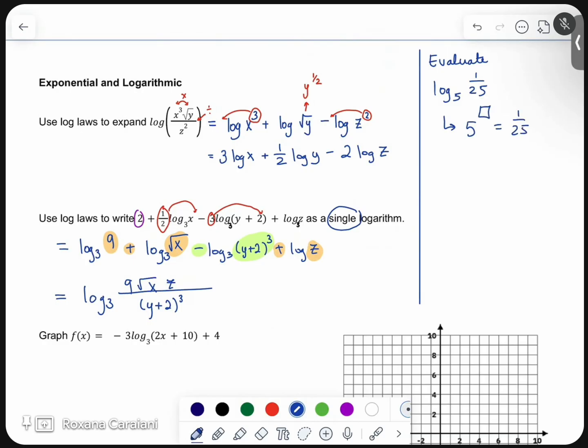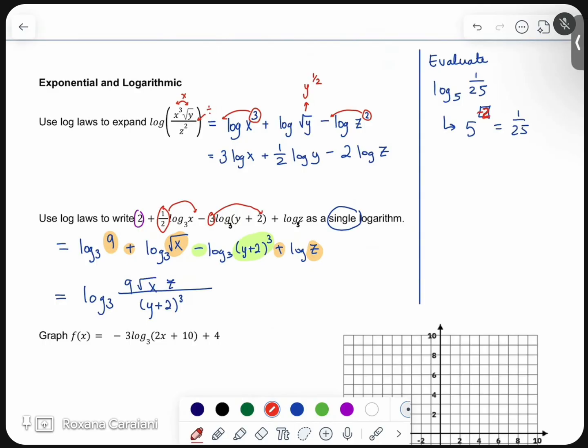Now, as a reminder, a question like this, if you just tell me what the answer is, that's not any marks because some calculators just give you the answer. I need to see some work, and that's what I'm showing here. And now I have to think, okay, 5 to the power of what is 1 over 25? Well, how do I get a fraction? A negative exponent. Okay, the negative will give me a reciprocal, and then I know 5 to the power of 2 is 25.